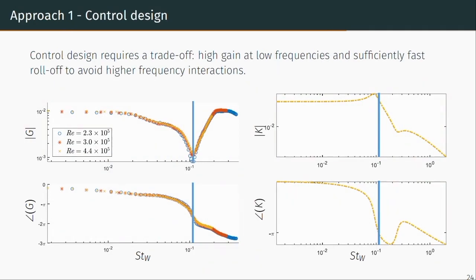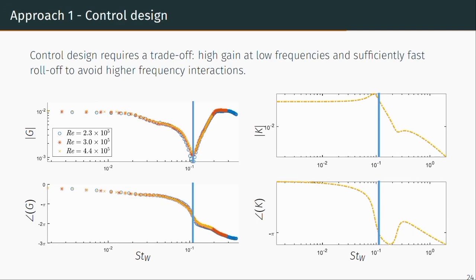So if we firstly look at that first control approach, where we're trying to change the static behavior, if we do some analysis of our model, we find that what we need is quite a high gain at low frequencies. So this is a bit like balancing a pendulum almost. You need to be able to push it back if it starts to move away. So we need good high gain at low frequencies. And then we also want to avoid these interactions that we were seeing with the vortex shedding at higher frequencies. So this requires us to design some K which has high gain here and then rolls off very quickly.